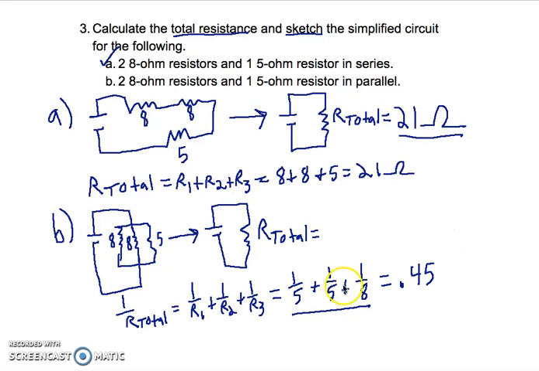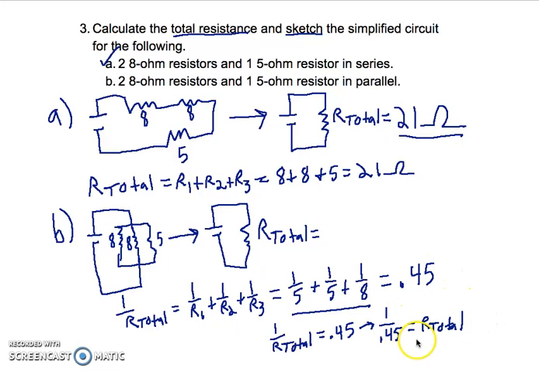But that's not the answer in itself, because what we have right here is 1 over R total equal to 0.45. So we're not looking for 1 over R total, we're looking for our total. So if we do a little bit of algebra, we're going to get 1 over 0.45 is equal to R total. So you could do this to get from here to here, just moving it around with algebra, or you could just take the inverse of both sides. They're the same idea.